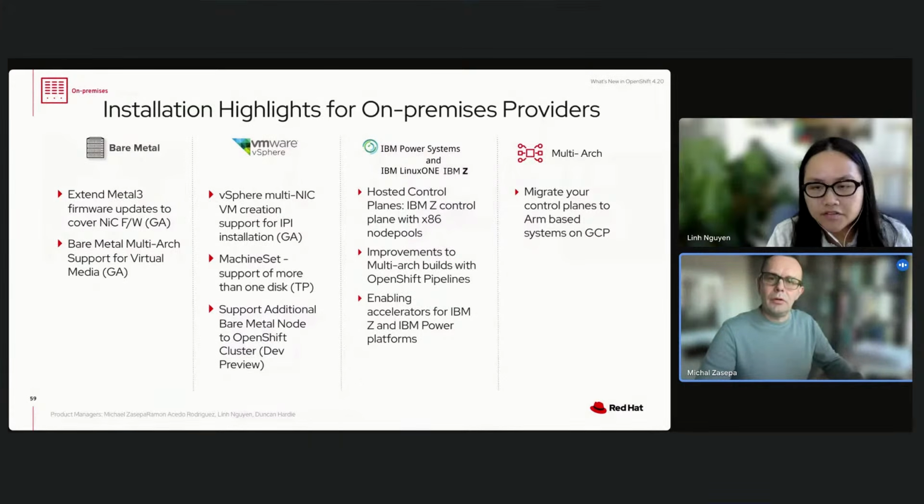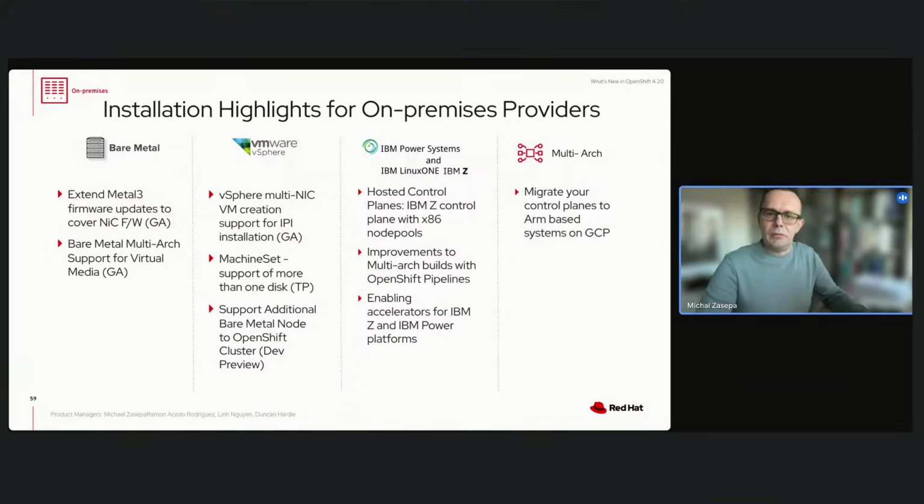Let me focus now on some changes in installation and infrastructure pipeline. Starting with bare metal, we are making things smoother. First up, we are extending Metal3 firmware update to cover NIC firmware. This is going GA, meaning better hardware management out of the box. We are also bringing multi-arch support for virtual media, which is our first step. Next up, we will tackle PXE and network booting.